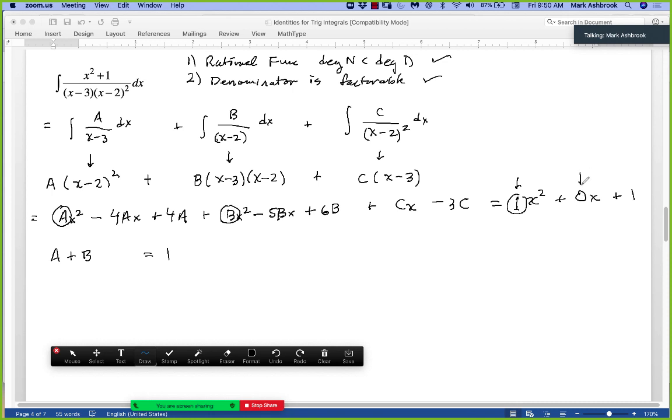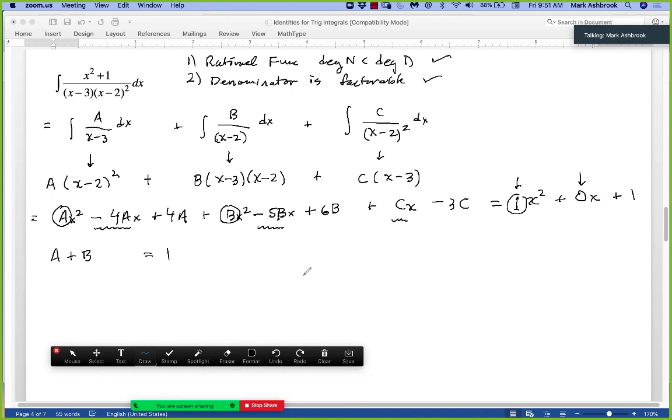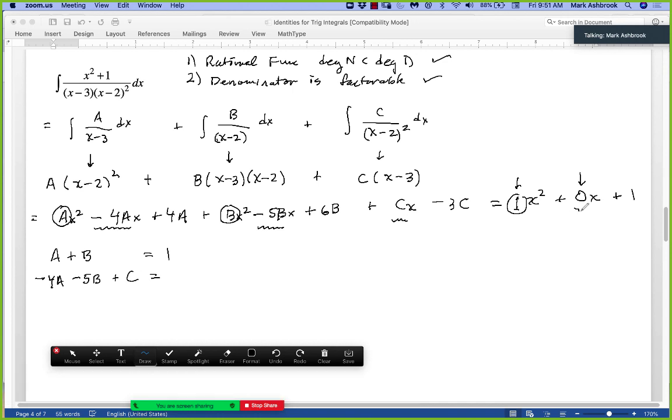All right, now my x term. So my x term is 0. So what do I got? Minus 4ax, minus 5bx, and plus cx. So we got minus 4a, minus 5b, plus c equals 0.